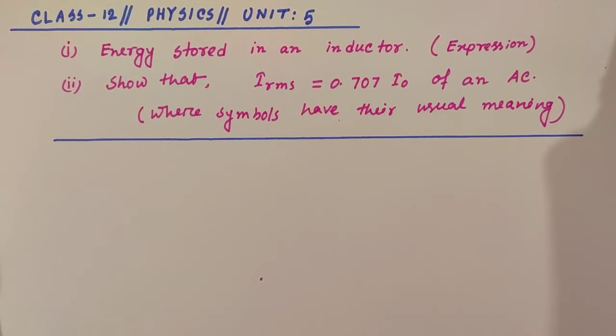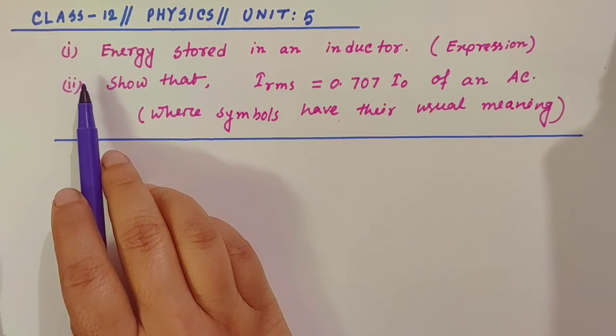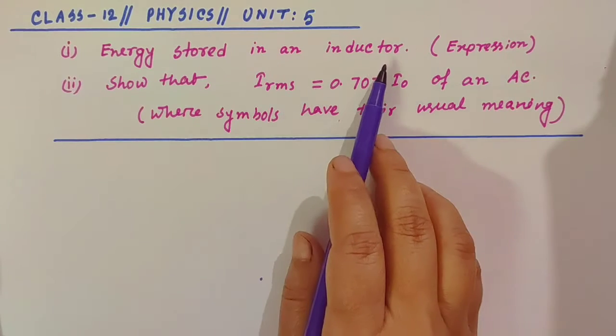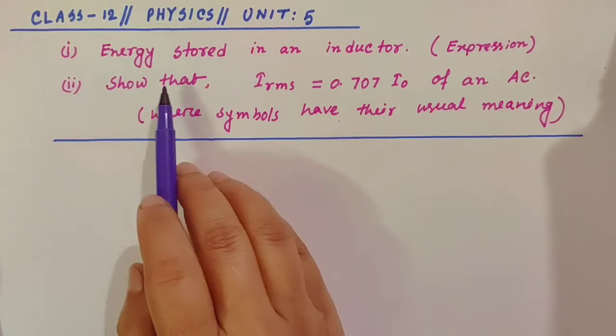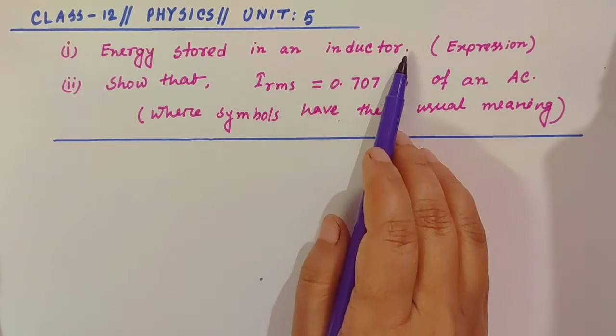Today we will discuss two important questions and their answers from class 12 physics unit 5. The first one is energy stored in an inductor. So we are going to find out the expression for energy stored in an inductor.